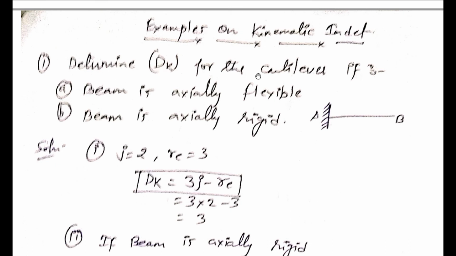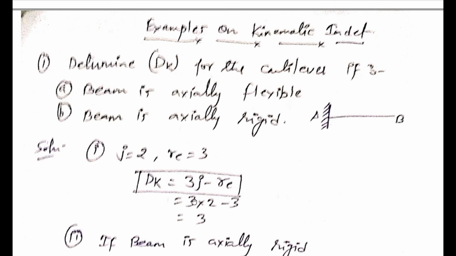Determine your dk value for the cantilever, if the beam is axially flexible. This is your cantilever beam, A is a fixed support and B is free, an unsupported end. We know that if the beam is axially flexible, then dk is equal to 3j minus re, where j is the number of joints. There is one joint at A, so j is 2, because the joint at B is also considered.